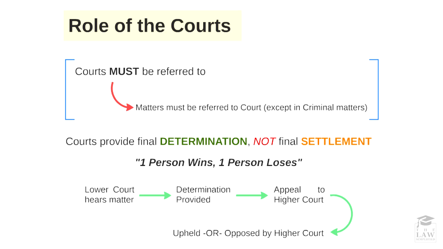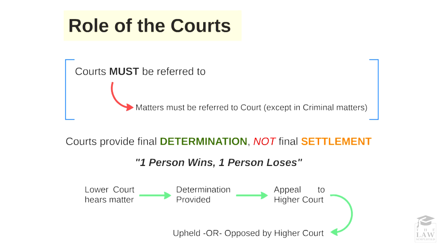While there are many differences between these two divisions, a primary distinction would be the fact that in terms of criminal cases that come before court, it is in fact brought before court by the state itself, whereas in civil matters it is between the individuals. As such, the majority of cases must in fact be referred to court. And these matters are brought before court in order for court to provide a final determination, not a final settlement.